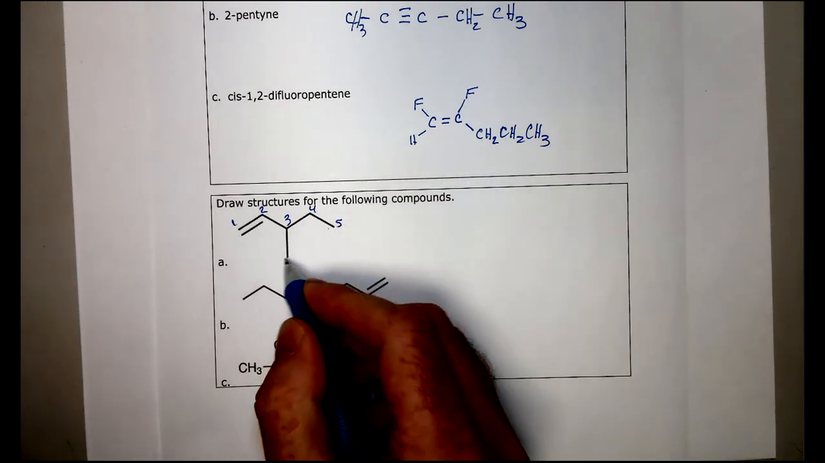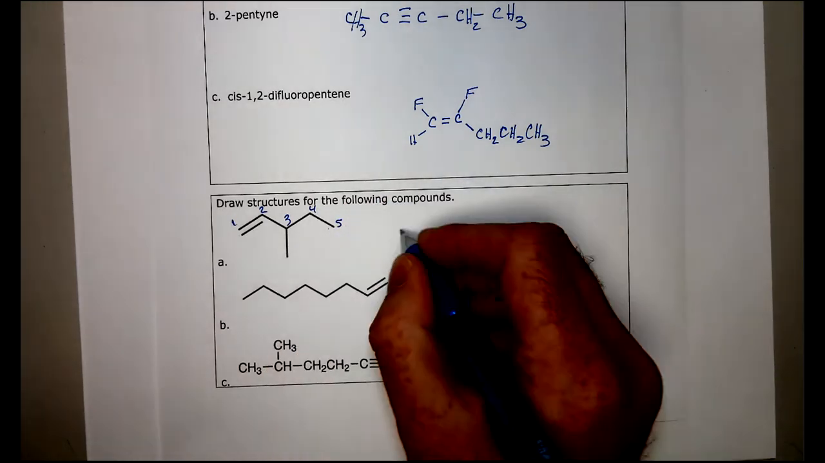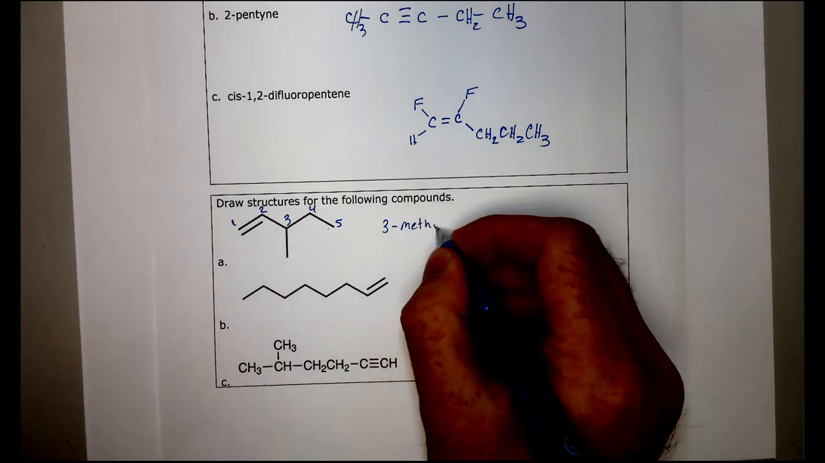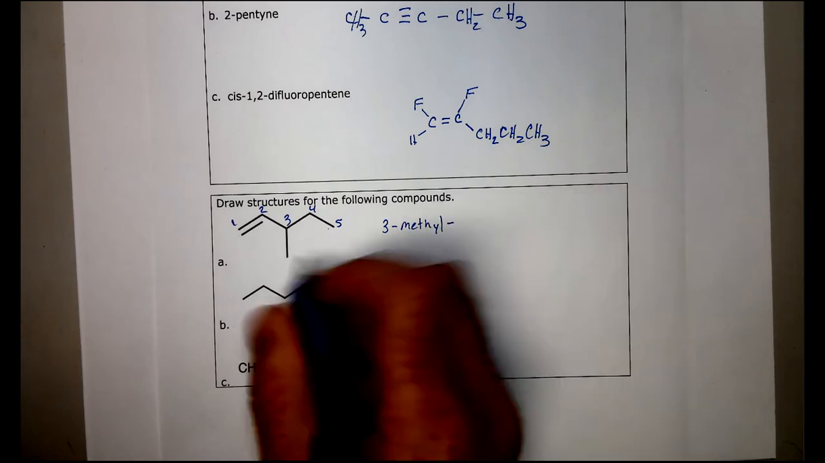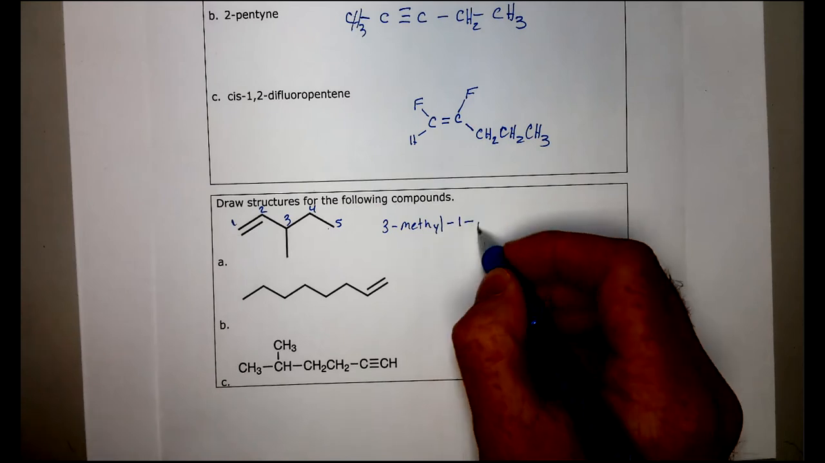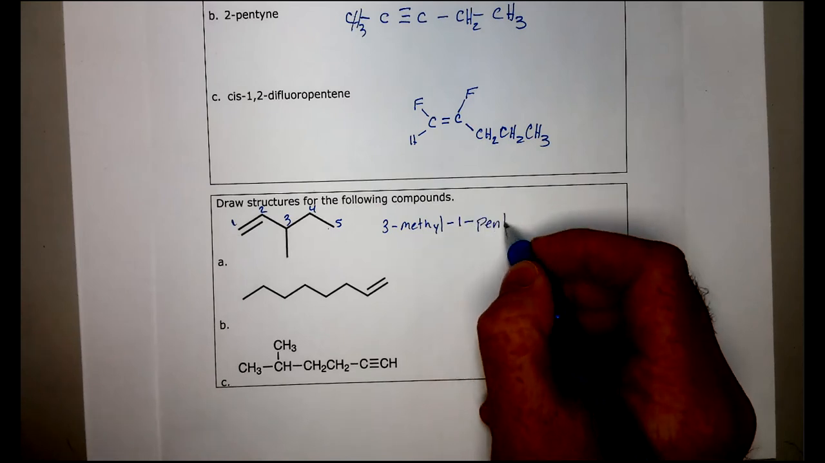I've got a methyl group hanging out on 3. So it's going to be 3-methyl, and double bonds between 1, 2. So it's going to be 1-pentene.